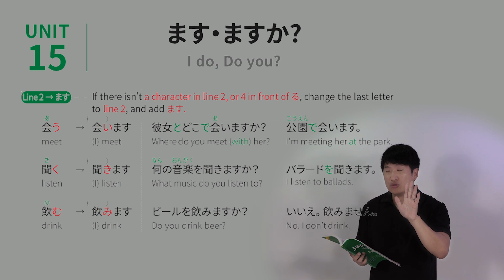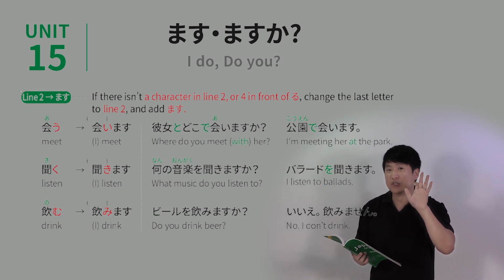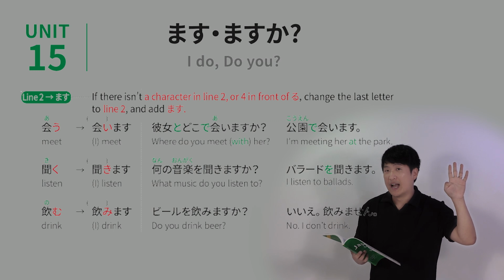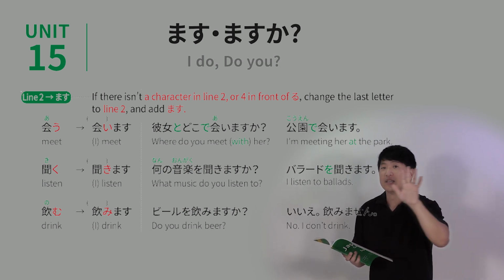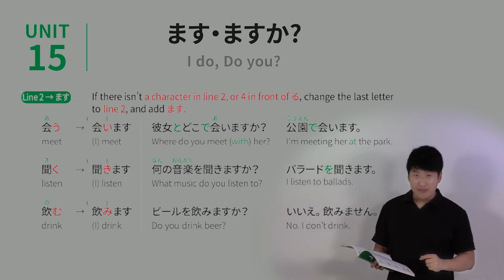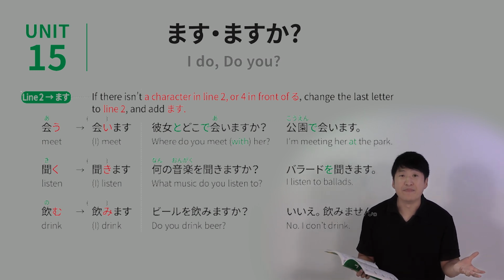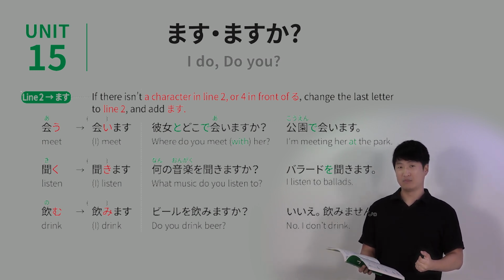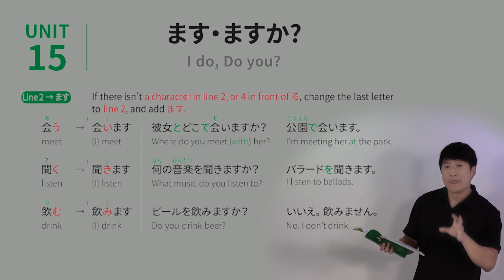Change this U to line number 2. So U, count. I, right? I, U, E, O, I. This is line 2. I. So I just add masu. Aimasu. Then I meet. All right, let's check out next one.